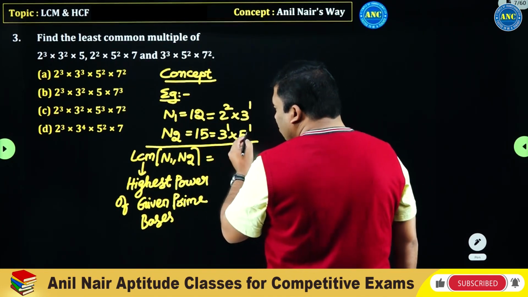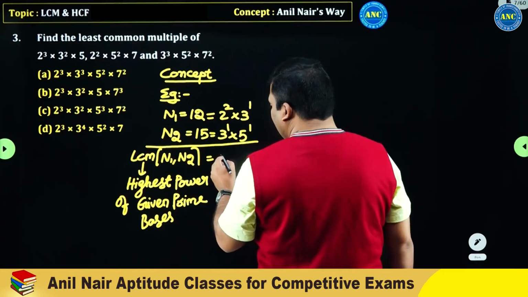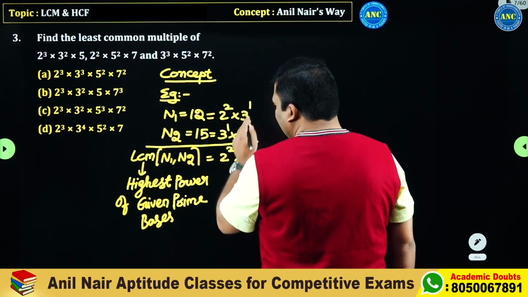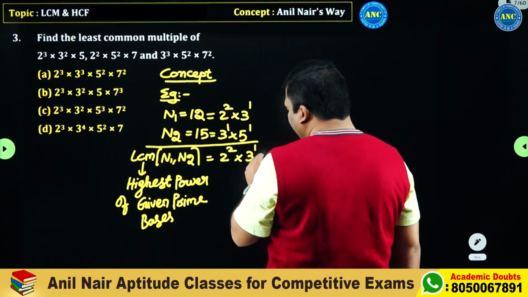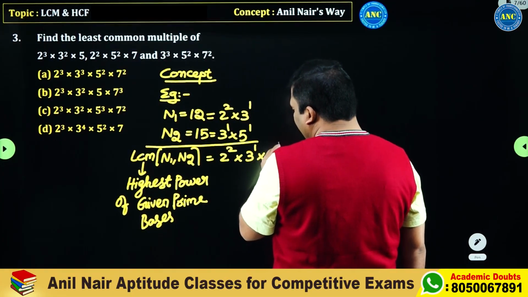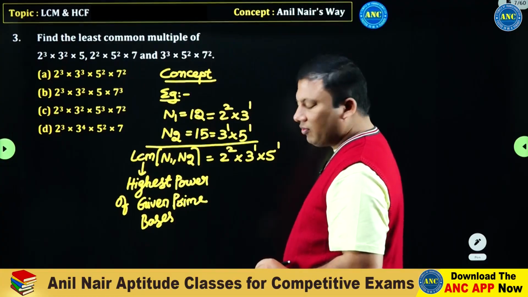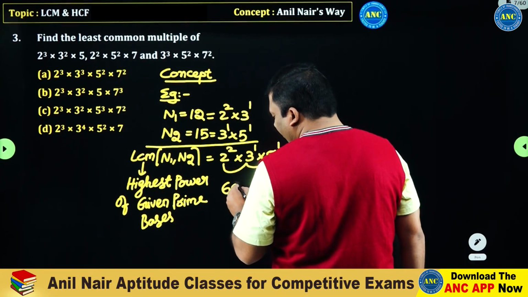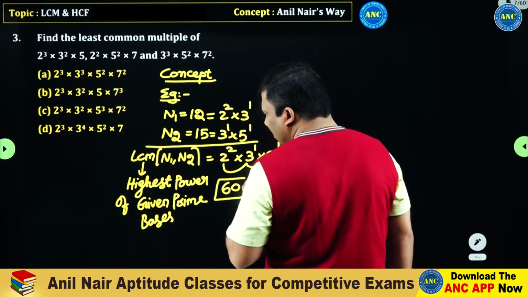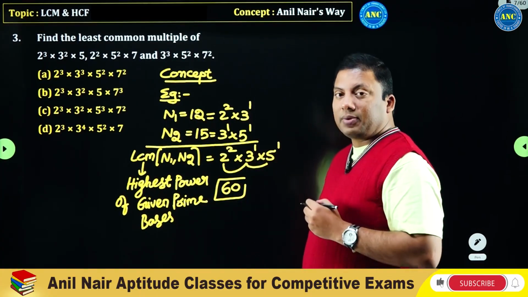2 square, it is not there in n2, so the highest power will be 2 square. 3 power 1, 3 power 1, highest is 3 power 1. 5 power 1. 2 square into 3 power 1 into 5 power 1. 4 3s are 12, 12 5s are 60. Answer for this question is 60 for this example.